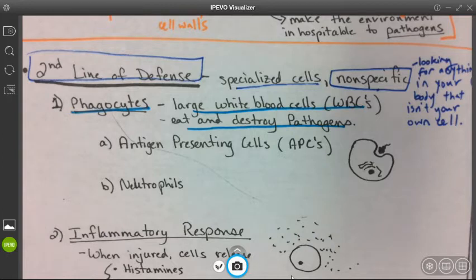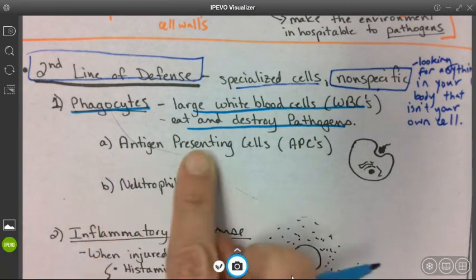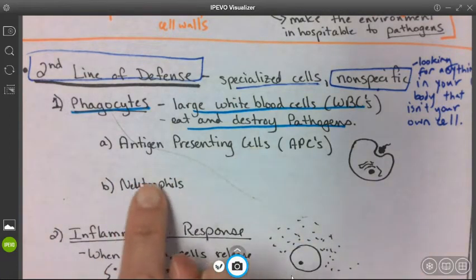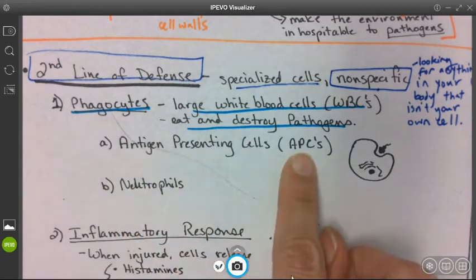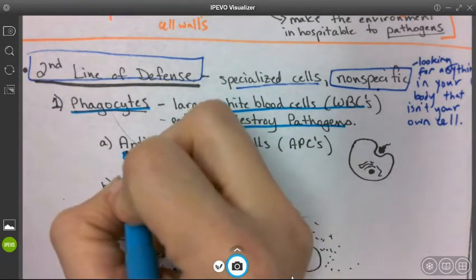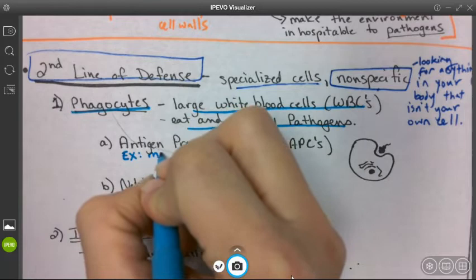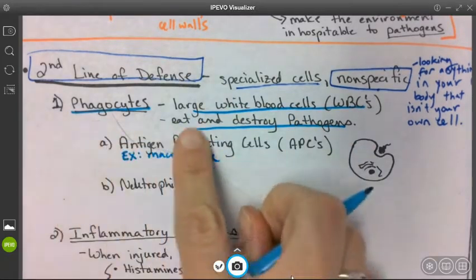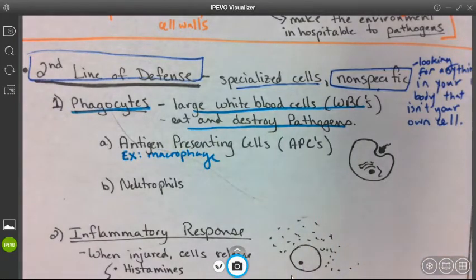There are two main types of phagocytes that I want to address, although your body has many types of phagocytes. The first type of phagocyte I want to look at is the antigen-presenting cells. Antigen-presenting cells and neutrophils are both examples of phagocytes. One of the most common antigen-presenting cells is a macrophage. So let's look at the macrophage. Again, a macrophage is a phagocyte. It's a large white blood cell. It's going to eat and destroy a pathogen.